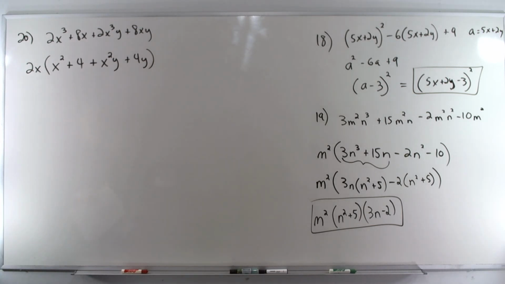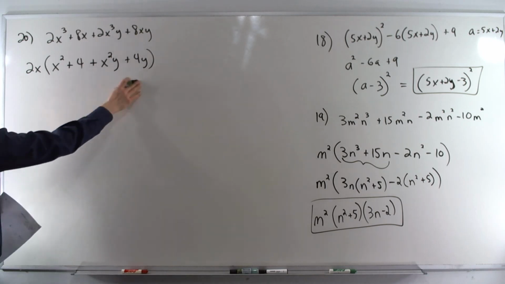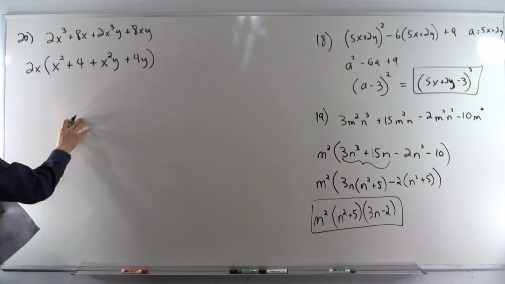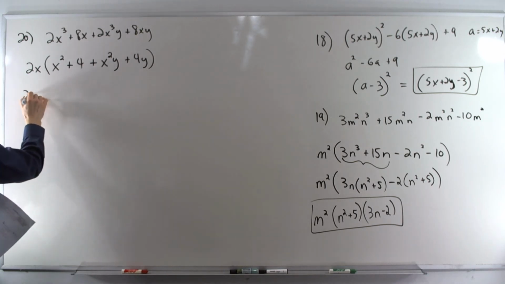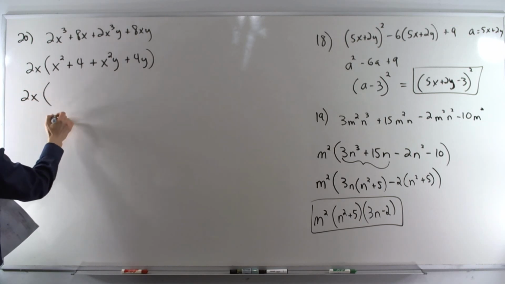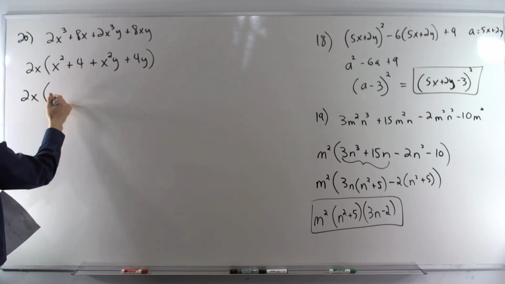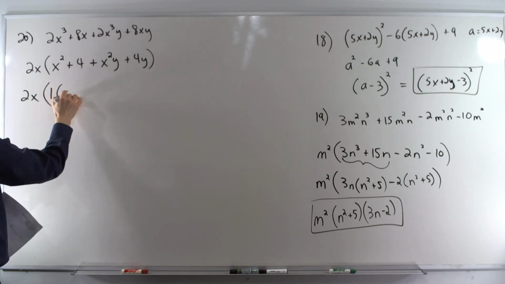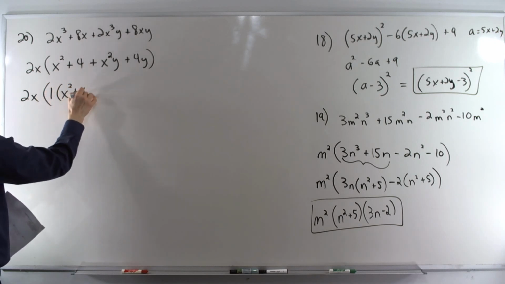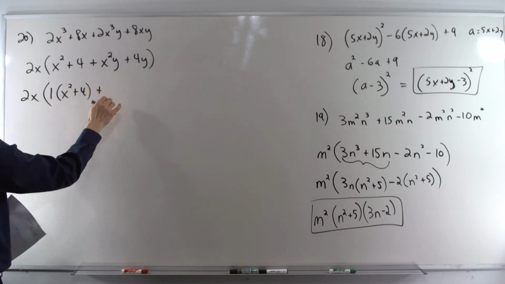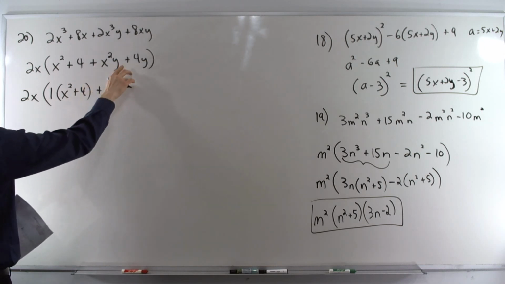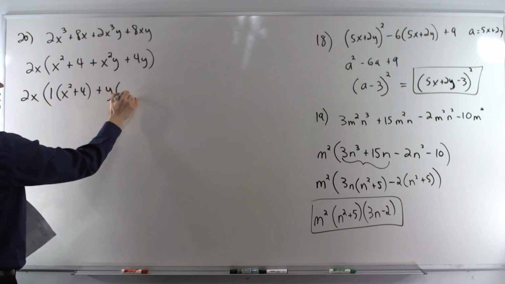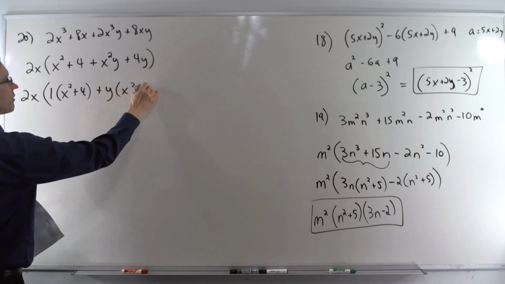Now, as it is, we can't do factoring by grouping as it is. We could rearrange it, but it looks like this will work just the way it is. So here, we can't factor anything out, so we'll just bring a 1 out for clarity. x squared plus 4 plus, and over here, if we want to get x squared plus 4, we need to factor out the y. So we get y times x squared plus 4.